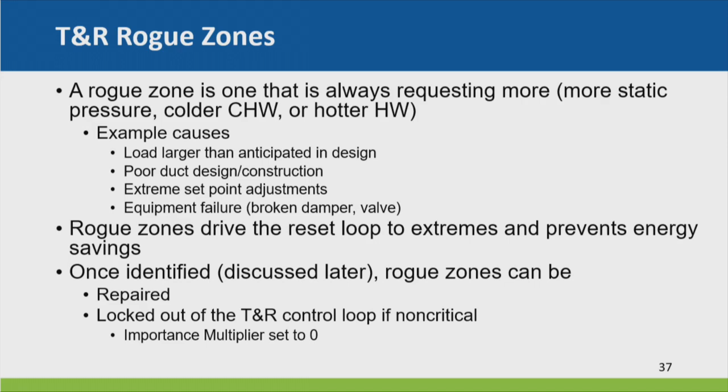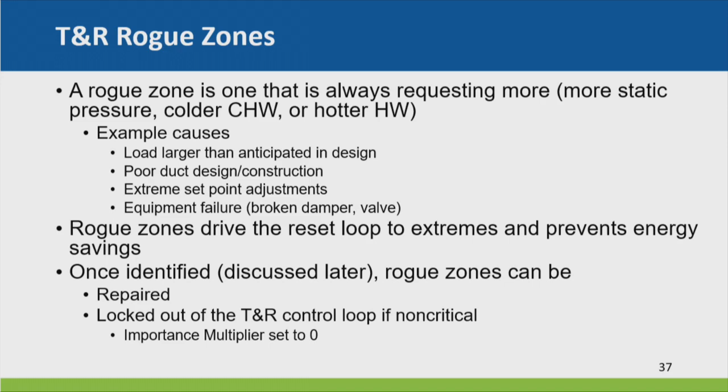Extreme set point adjustments. This could be that person who wants their office always cold, or you can just have something broken. So what happens with the rogue zones? They reset the extremes. We don't want that. Once identified, and we have techniques for helping you identify them, then you can do what? You can repair them. That would be the best thing to do. Or you can lock them out of trim and respond if they're not critical.